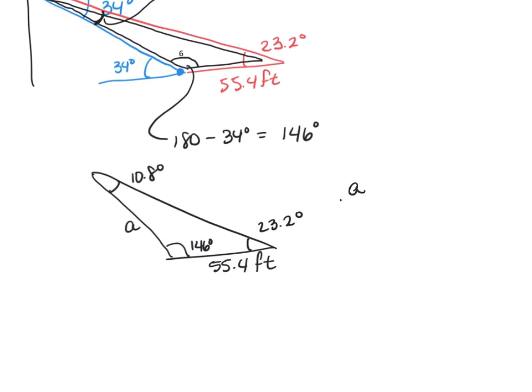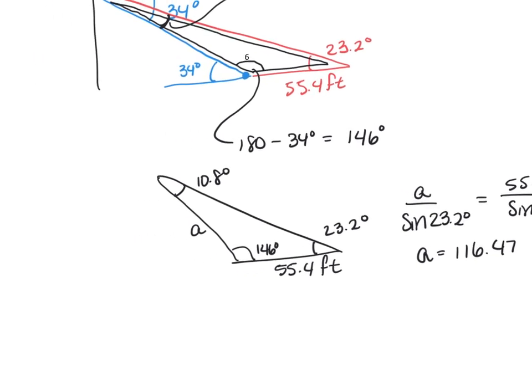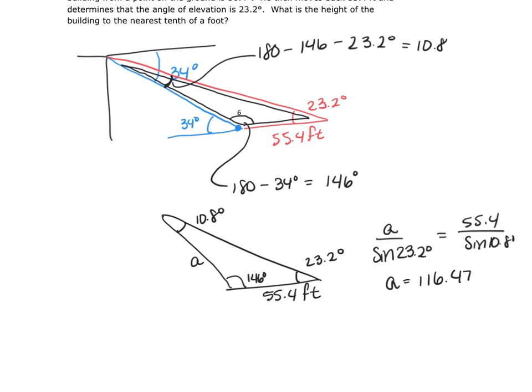So I have A over the sine of 23.2 degrees is equal to the 55.4 over the sine of 10.8 degrees. So A must be equal to 116.47. Now that doesn't answer my question. We're getting closer though. So I'm going to come back over here. What I really want is this blue triangle right here. My blue triangle is producing a right triangle.